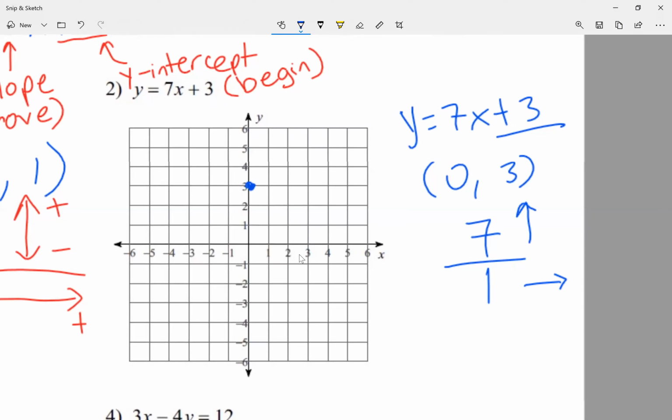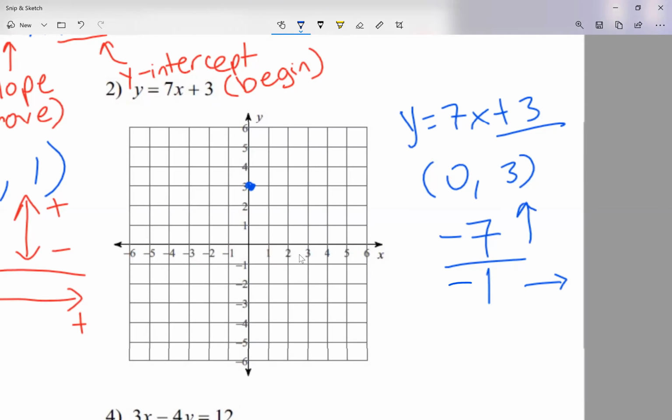Now, interestingly, from the point that I have, I cannot go up 7. I'm going to get out of the picture. When that happens, when the directions get me outside of the picture, I'm going to switch the signs. That means I'm going to do negative and negative. Negative divided by negative is still positive, but I'm going to use this trick.